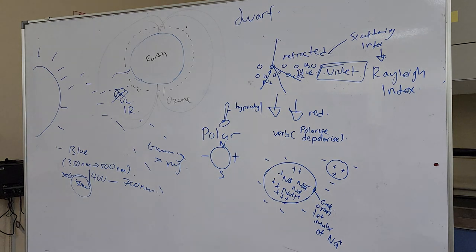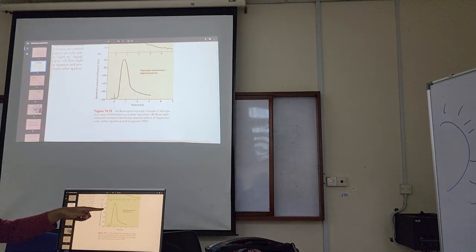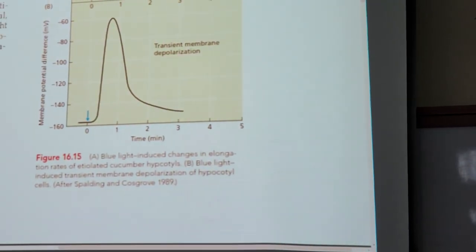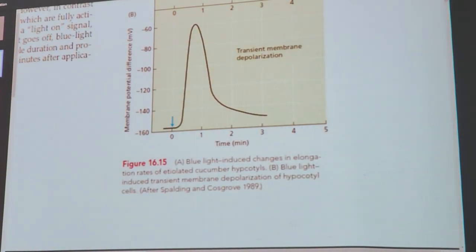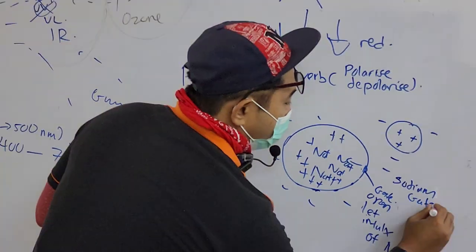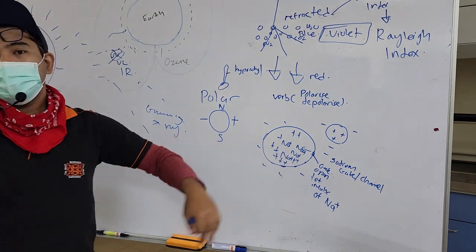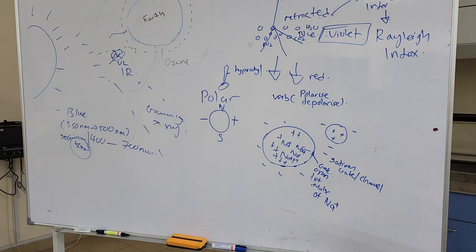This is why, when you give the blue light, suddenly the reading of the membrane becomes less negative, because sodium is plus one. So more positive ions get into the cell. The cell is slightly negative to start with, but when you give the blue light, the sodium channel, that's the name of this thing, sodium gate or sodium channel, opens, more sodium gets in, and depolarization starts to happen. So one side has a more positive value now.